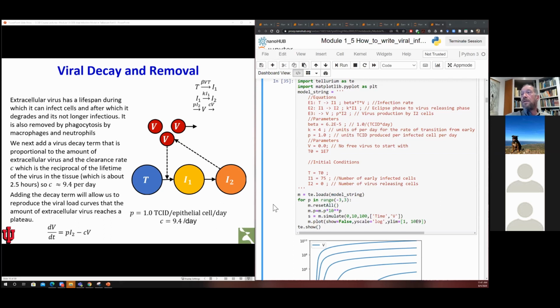I don't know how people did it themselves. There are two basic ways that I could write this equation. I could write that the creation of virus is the creation rate minus the destruction rate, like that. And that would be very ODE-like. It would be thinking about E3 as dV/dt equals P times I2 minus C times V.